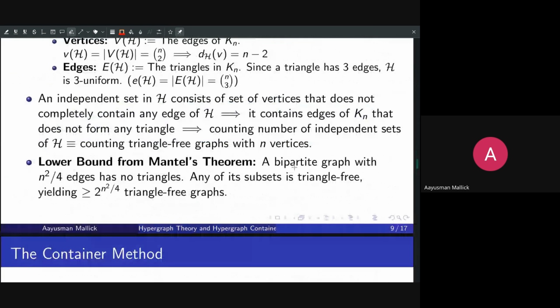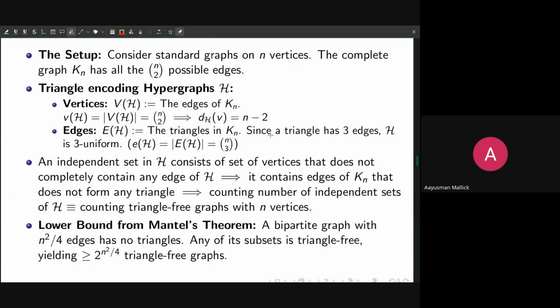So coming back to here, up to this I think we are clear. Now we come to how this should help us in considering triangle-free graphs. So I also introduced the notion of independent sets in graphs and hypergraphs.